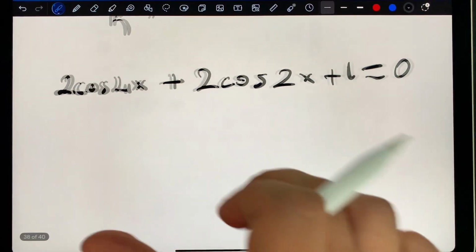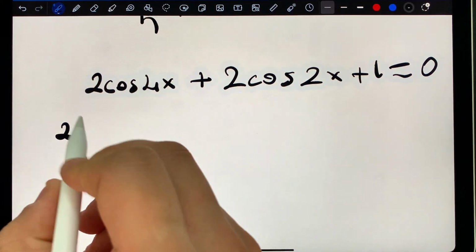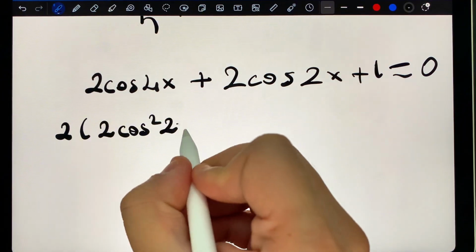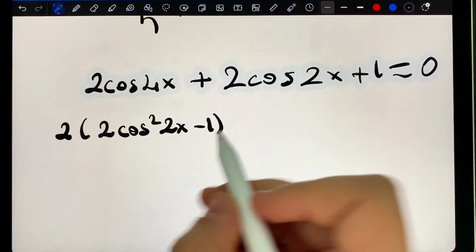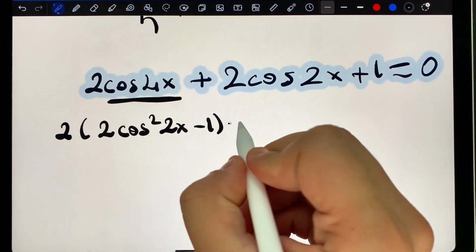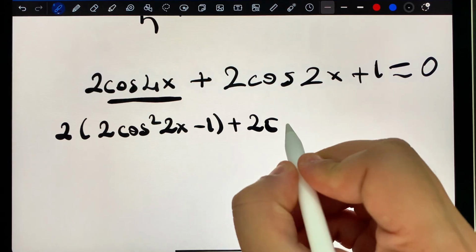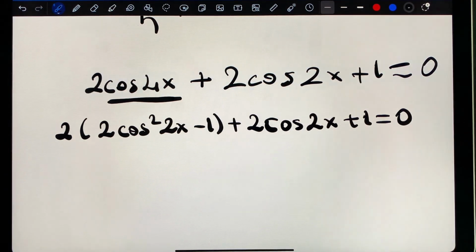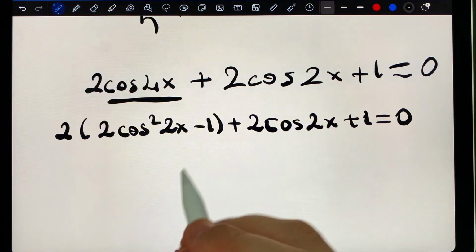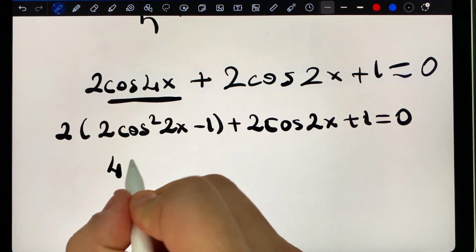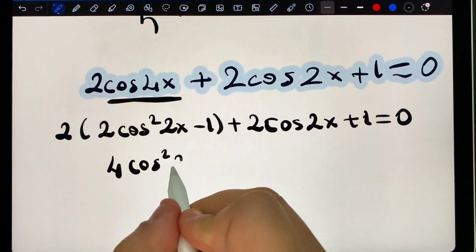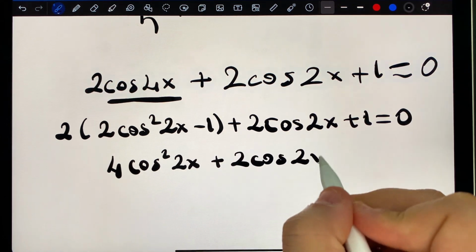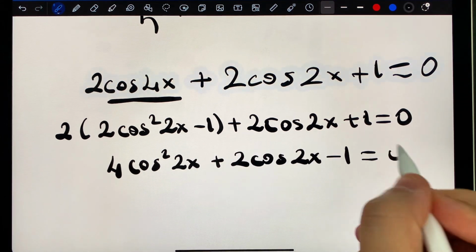Now in this equation, I will place what I just found: 2 times cosine squared 2x minus 1. So I wrote this instead, plus 2 times cosine 2x plus 1 is equal to 0. What will happen if I edit this? 4 times cosine squared 2x plus 2 cosine 2x minus 1 is equal to 0.